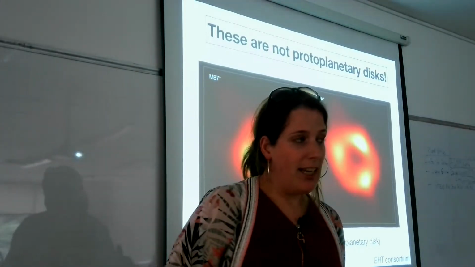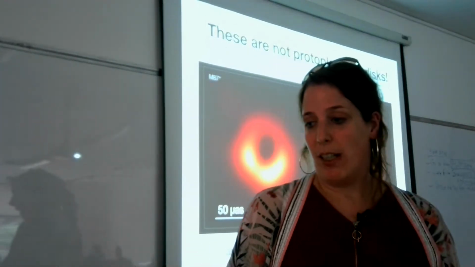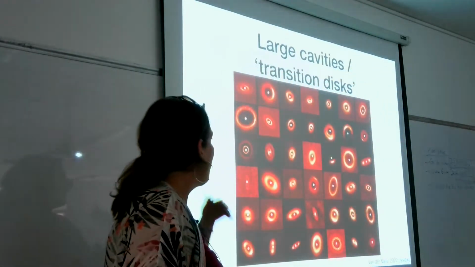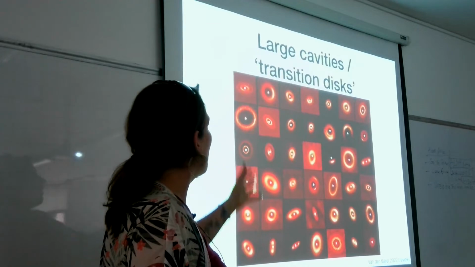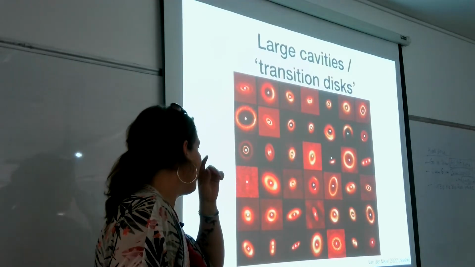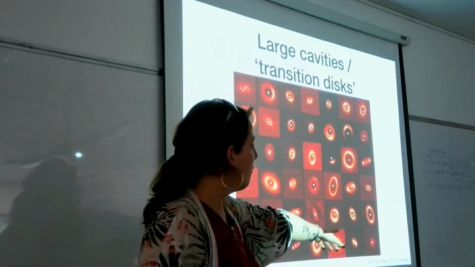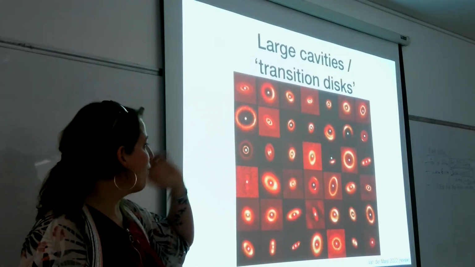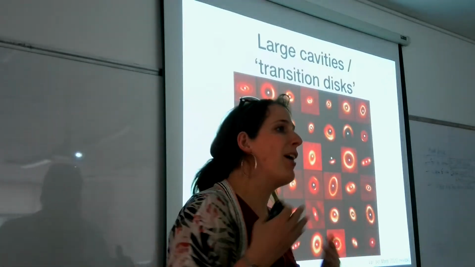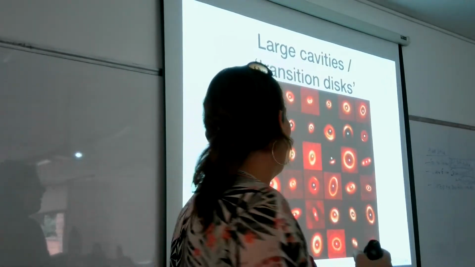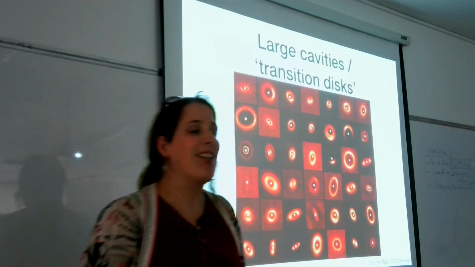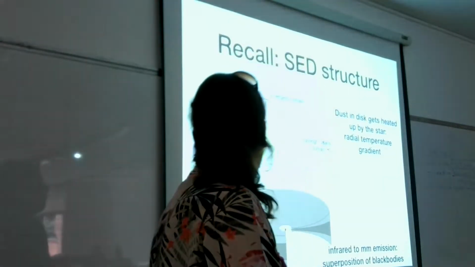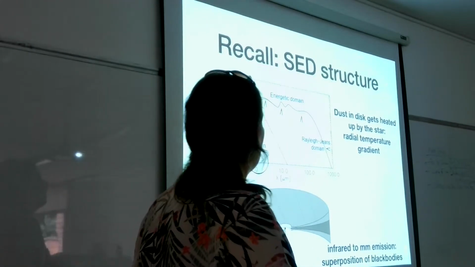Okay, so we have different types of substructure, and the first one I want to talk about are the large inner cavities, or the transition disks. I've recently written a review paper about this. You can find it on the arXiv, with much more information. But I want to spend a bit of time because historically these disks were the first where we could see that there was a gap structure, and this was actually because of the spectral energy distribution.